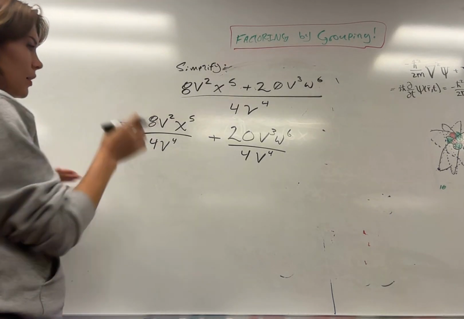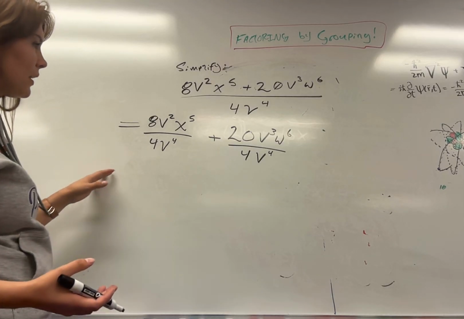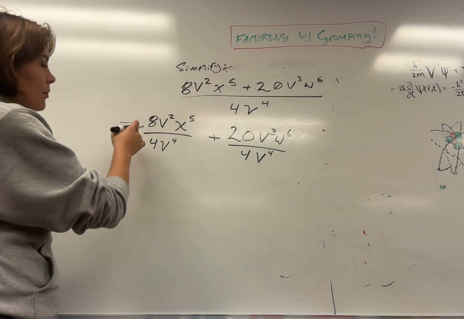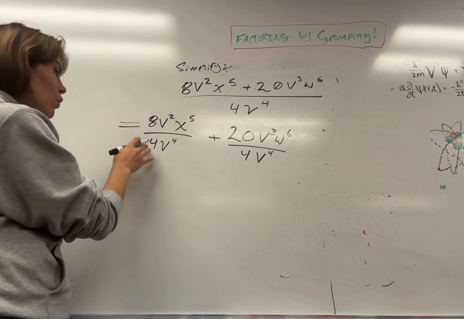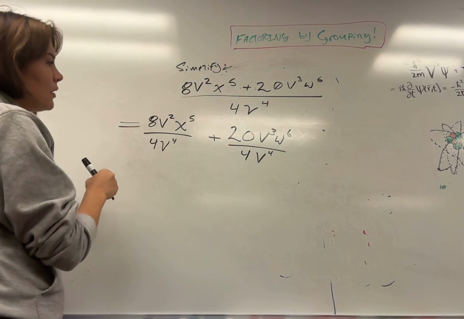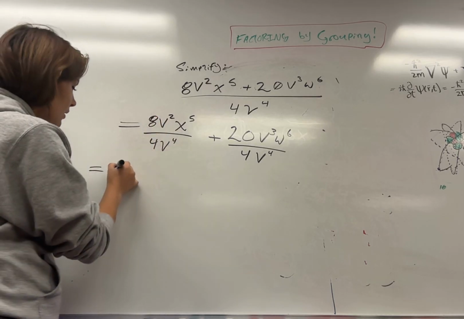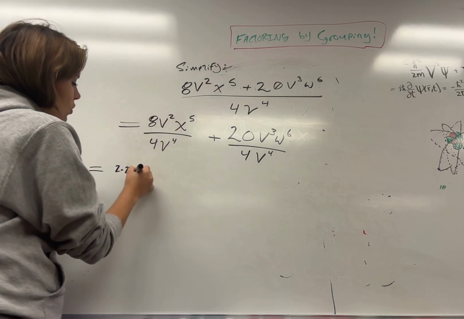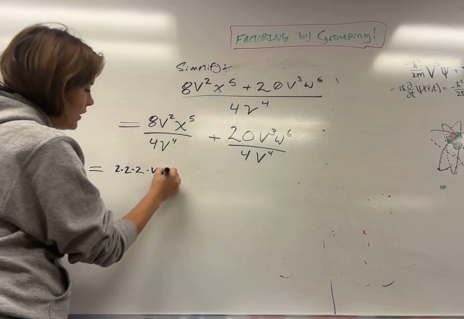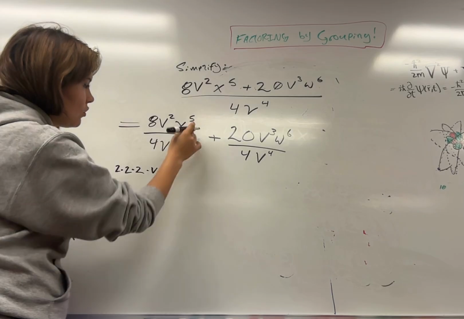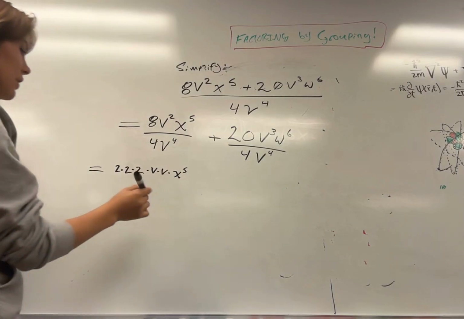Now, if you want to go faster, this may not be the fastest way, but this will help you see. You can just divide 8 by 4 here. 4 goes into 8 twice, so you'd cancel the 4 and leave 2. But here's what it really looks like behind the scenes. 8 is equal to 2 times 2 times 2. Then we have v squared, which is v times v. Since there's no x to the fifth on the bottom, we're just going to leave x to the fifth unfactorized.